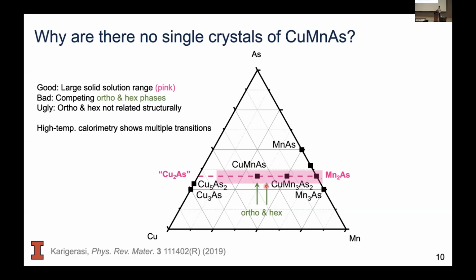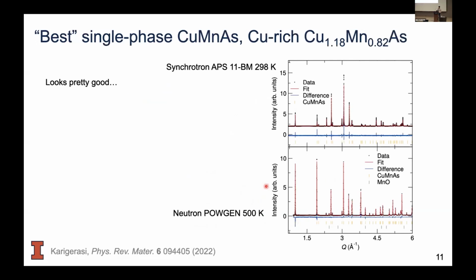And if you do high temperature calorimetry and you heat your sample up and cool it down, you see that it goes through a bunch of phase transitions. And we think this might be why it's hard to grow a single crystal of it. And so we made this material. We made a powder of it because that's what forms. And the first thing that you do is you take your best sample and you run it at 11-BM, which is the best, highest resolution powder diffractometer you can find.